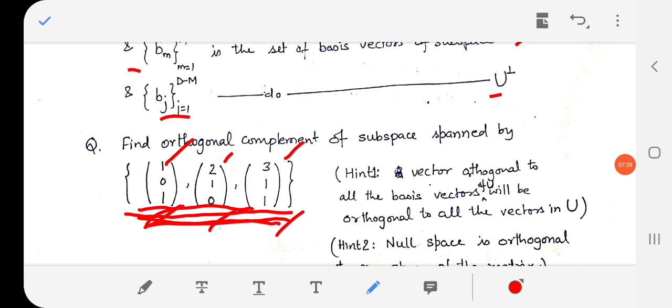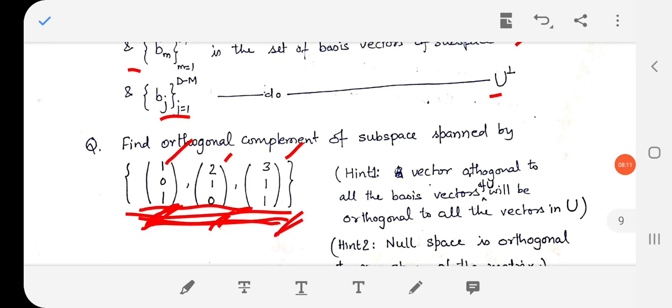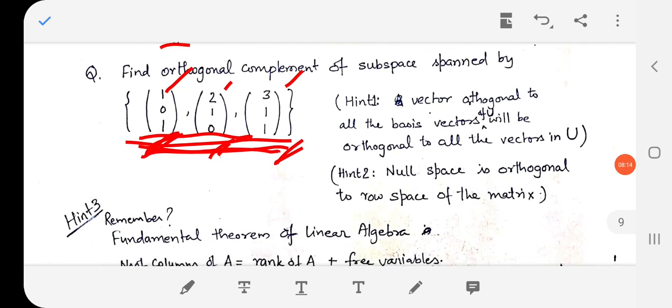And that's how I can find all possible vectors which are orthogonal to all three vectors, which is essentially the null space of the matrix that is made up of the row vectors containing 1 0 1, 2 1 0 and 3 1 1. So that's what we have tried to visualize or tell you in the hints.